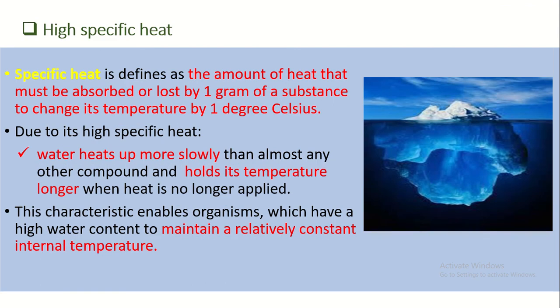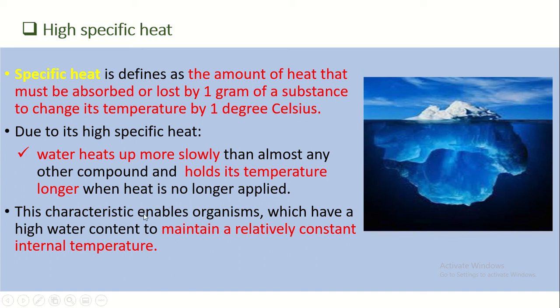And the third property of water is the high specific heat capacity. Specific heat of water is defined as the amount of heat that must be absorbed or lost by 1 gram of substance to change its temperature by 1 degree Celsius. Meaning to say, it has a high specific heat capacity. The specific heat capacity of the water is the amount of heat that the water must absorb or lose in order for the water to change its temperature by 1 degree Celsius.